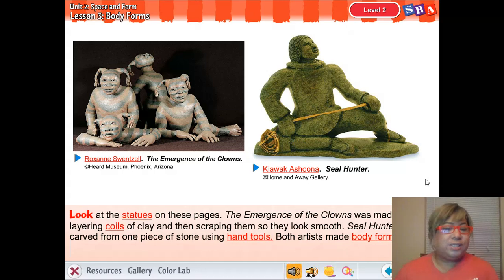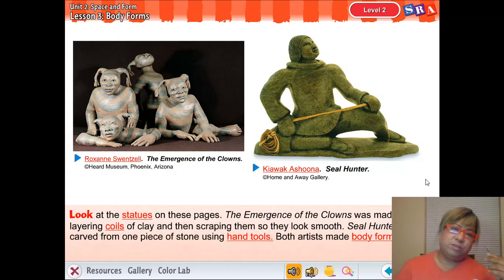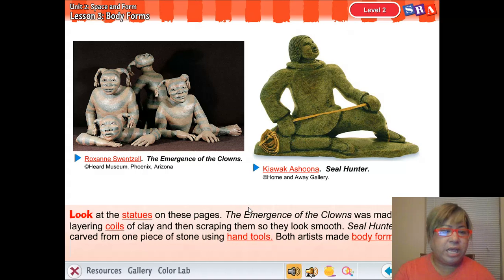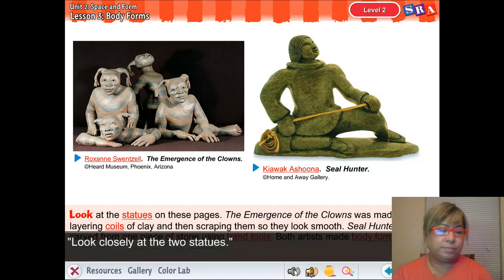Okay. So let's look at these statues. Remember we said statues are three-dimensional and it's something that you can walk around. This one is called the Emergence of Clowns. It was made by layering coils of clay and then scraping them to make them look nice and smooth. This one is called Seal Hunter, and it was carved from one piece of stone using hand tools. Both artists made body forms.